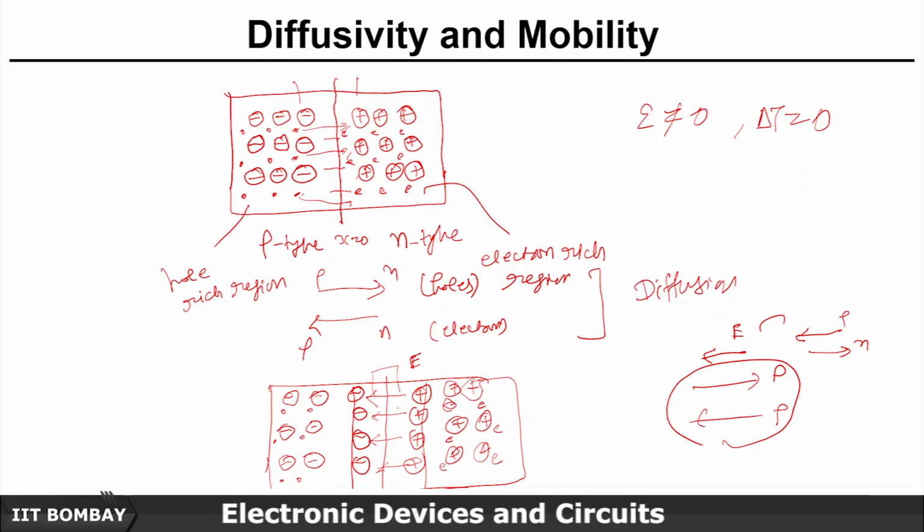Moreover, you can ask, how about the minority charge carriers? Despite this being a p-type or n-type semiconductor, there would be some minority charge carriers.